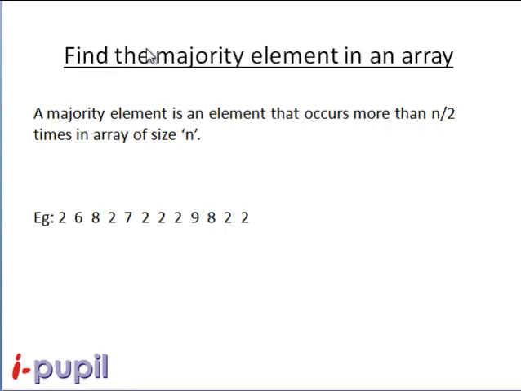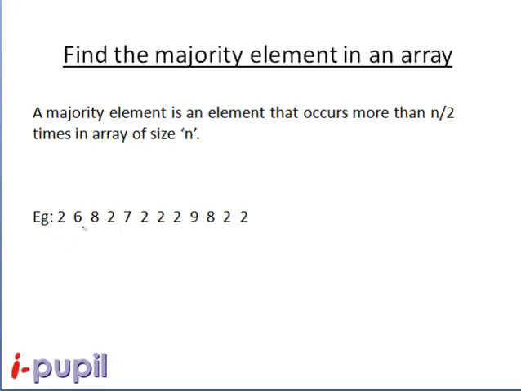Okay, so we have to find the majority element in an array. A majority element is an element that occurs more than n by 2 times in an array of size n. So let's consider an example over here. In this array, the value of n is 12. As there are 12 elements, 2 occurs 7 times. Hence, 2 is the majority element in this case.